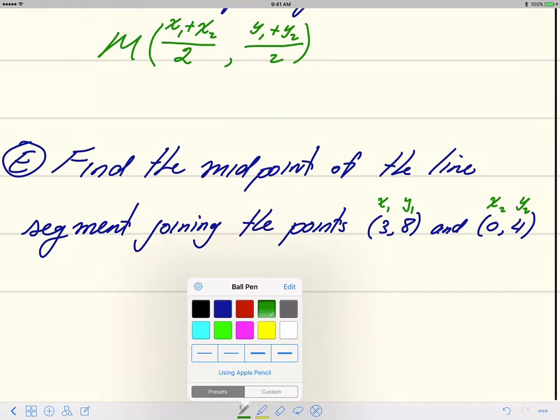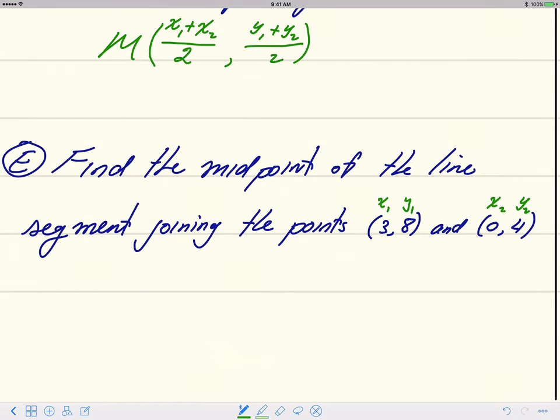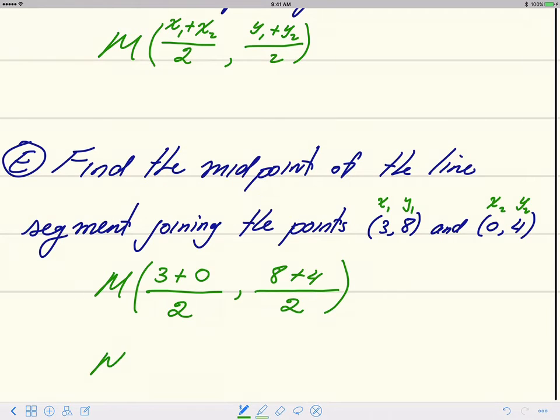Now, the midpoint formula needs the average of these two. So the midpoint M has the average of the x's, that's 3 plus 0 divided by 2, and the average of the y's, 8 plus 4 divided by 2. So therefore, the midpoint is 3 over 2, or 1.5, and 12 over 2, or 6.